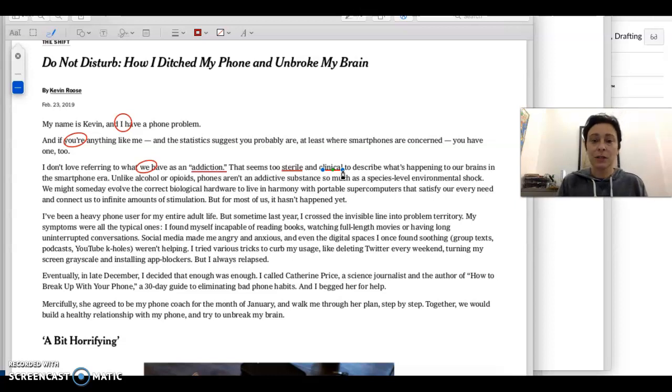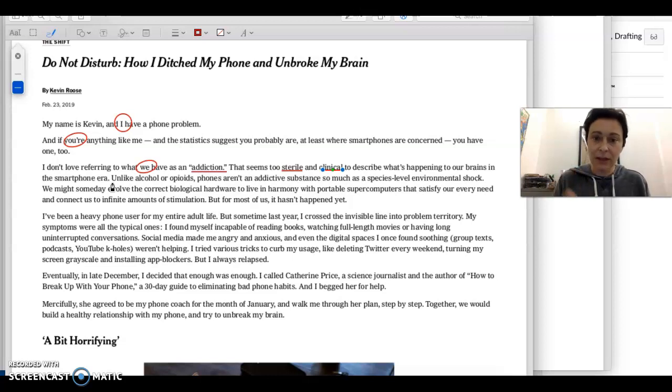To describe what's happening to our brains in the smartphone era, unlike alcohol or opioids, phones aren't an addictive substance so much as a species-level environmental shock. So if you remember from the essay that we read last week about description, one thing that they pointed out is to look at metaphors or similes. And here he's using a simile. It's a negative simile, right? Because he's saying it's not like this, but he's essentially saying that this relationship that he has with his phone, it's kind of like an addiction, but not like that.